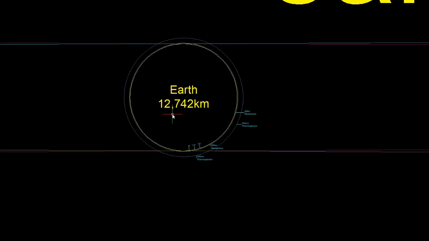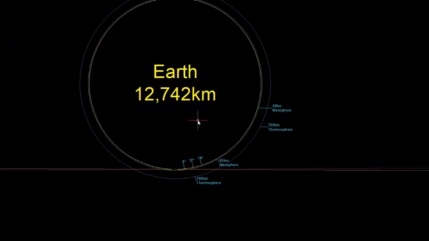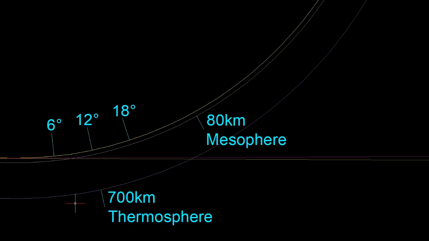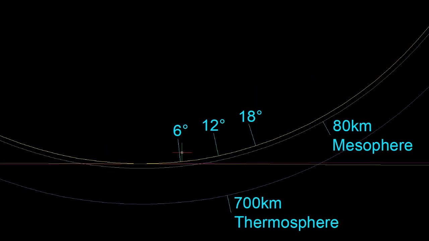Obviously, as you can see here, the Earth is 12,000 kilometers in diameter, and I've shown an inner grey line here, which is the 80 kilometer mark for the mesosphere, and then 700 kilometers out here for the thermosphere. I put these angles, 6 degrees, 12 degrees, and 18 degrees, on this particular side. The reason is that the early twilight is in this first 6 degrees. There's a mid twilight inside the 12 degrees, and it really winds out at about 18 degrees. That's when it becomes full night.